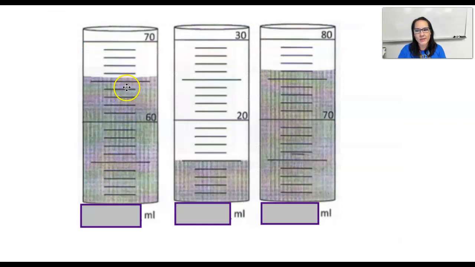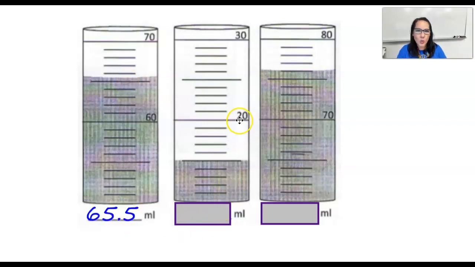We'll read these graduated cylinders. This is 60, and these go up by increments of 1, so this is 61, 62, 63, 64, 65, and then I have to estimate one more between the lines, so 65.5 down here.